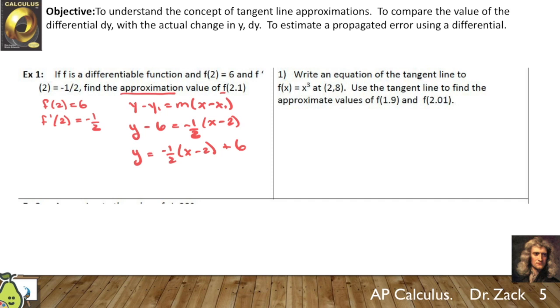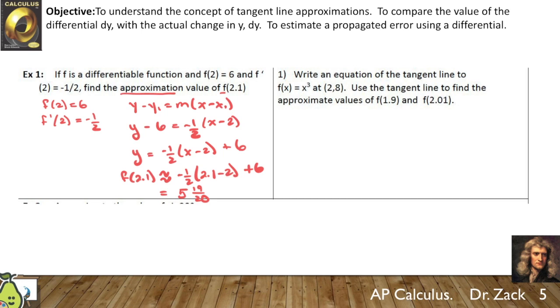Now we're asked to approximate the value of f of 2.1. So f of 2.1 is approximately, so we use the symbol for approximately, negative 1/2 times 2.1 minus 2 plus 6. You can see it helped just a little bit not to distribute that 1/2. And when you simplify your problem, you will get 5 and 19/20. Now these are not calculator problems, so please do not practice this type of problem using your calculator.